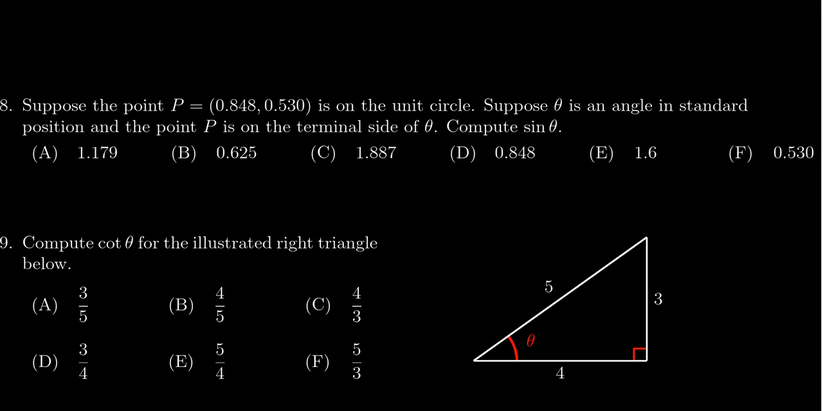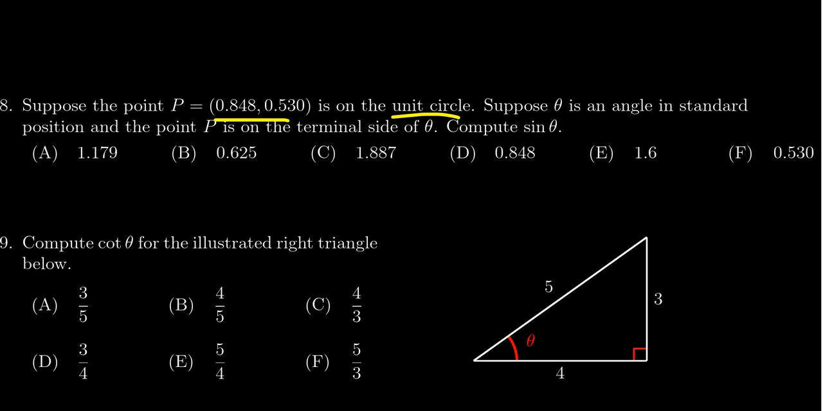In this video, we provide the solution to question number 8 for the practice exam number 1 for Math 1060. We're given a point P on the unit circle whose coordinates are x, 0.848, and y, 0.530. So it's important to notice this is a point on the unit circle.